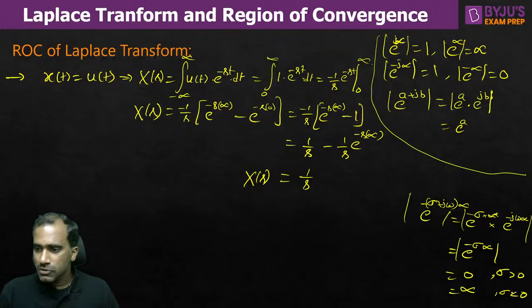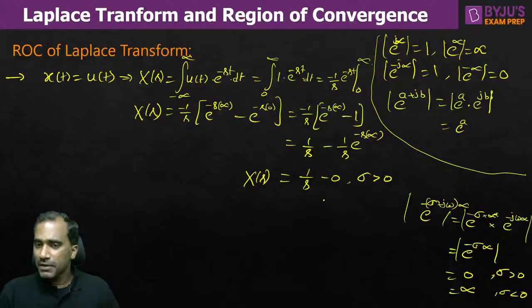So for sigma less than 0, it is not well defined. This takes an infinite value, and we are not interested in that. But for sigma greater than 0, this part becomes 0. Only for sigma values greater than 0 is the Laplace transform well defined. For sigma less than 0, it becomes undefined.